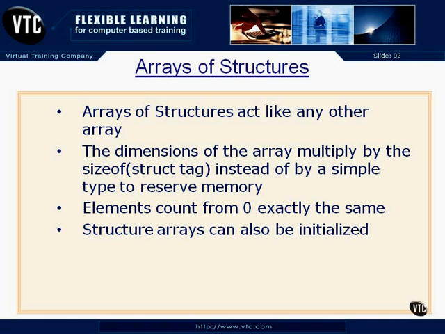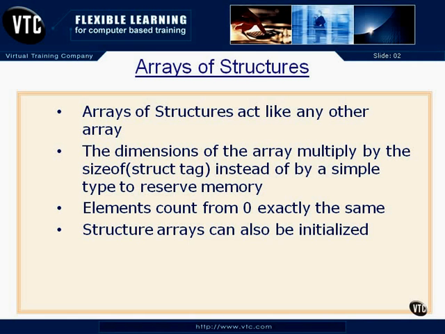The dimensions of the array, though, multiply by the sizeof. And sizeof is a compile time operator that says how large something is, and it can be used to then calculate how much memory is necessary. So there you see sizeof struct tag, and the tag, of course, is the name of the structure, the tag that you gave it when you developed the structure. That's so you can find out how large the structure is if you need to. But that's what the compiler is going to use to multiply by the number of elements in the array that are necessary to fulfill what you've asked it to do.